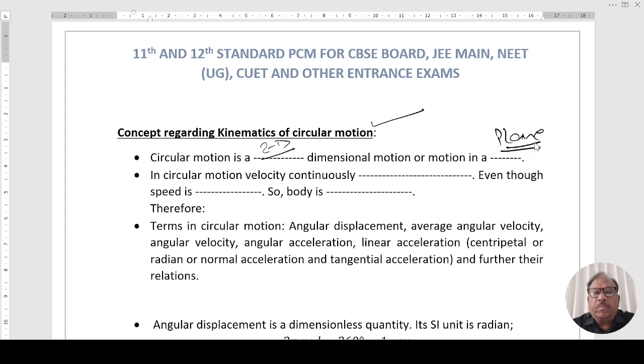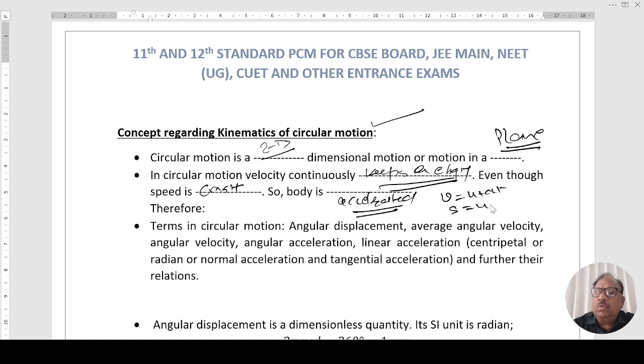In circular motion, velocity continuously keeps on changing due to change in direction, even though speed is constant. The body is accelerated. Therefore, v equal to u plus at, s equal to ut plus half at square, these equations are not applicable directly.